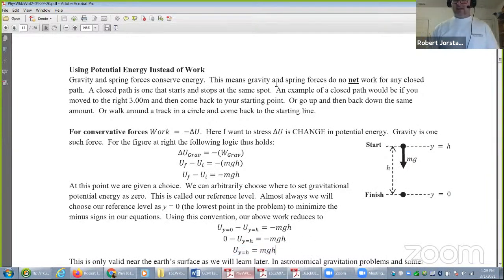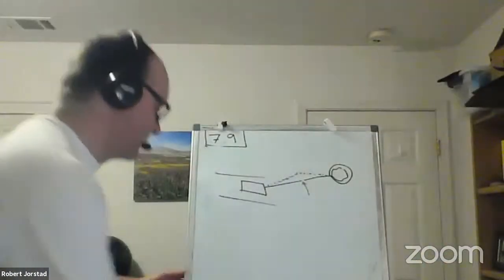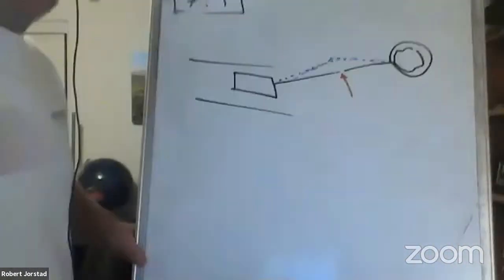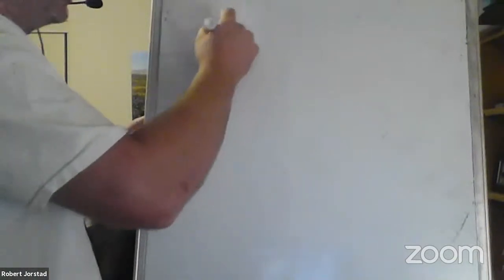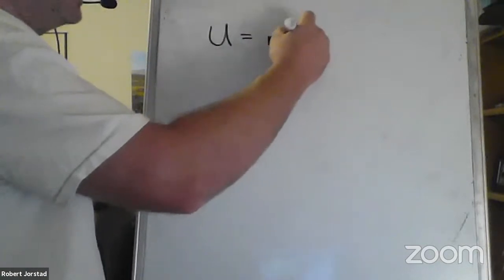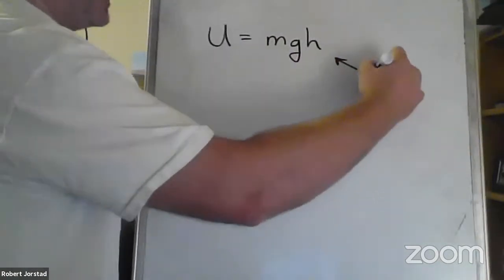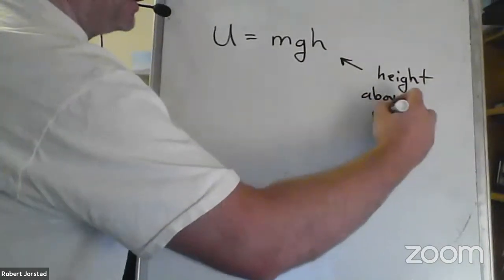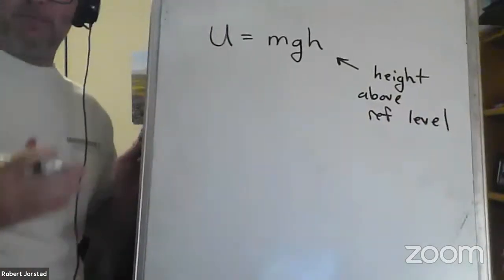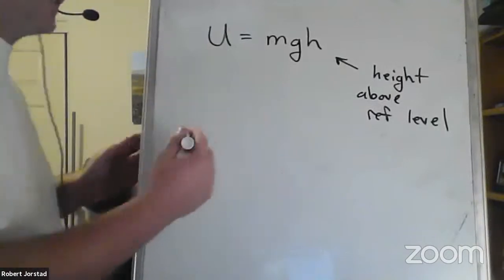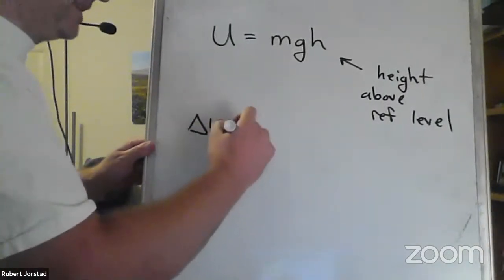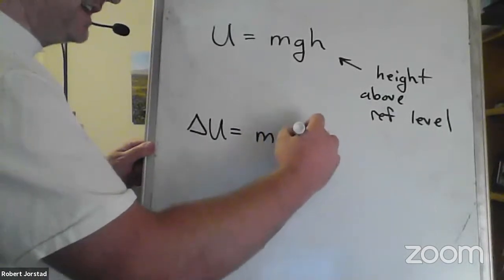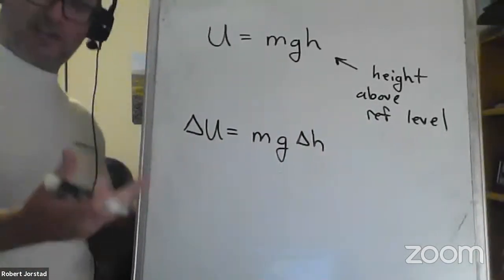So, all right, let me summarize here what this is trying to say. Effectively, we have just seen for gravitational problems that gravitational energy can be given as mgh, where h is height above a reference level. That's your height above a reference level. So you get to choose the reference level. Delta U is given by mg delta h, the change in vertical position.